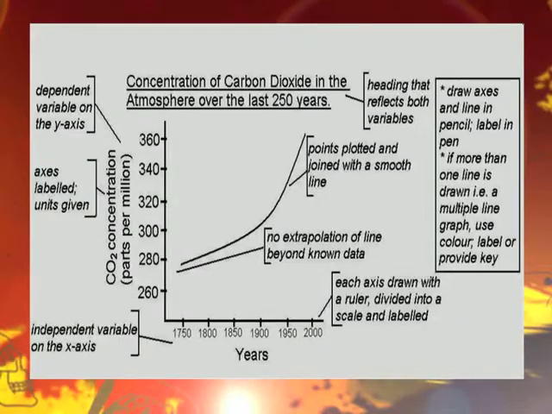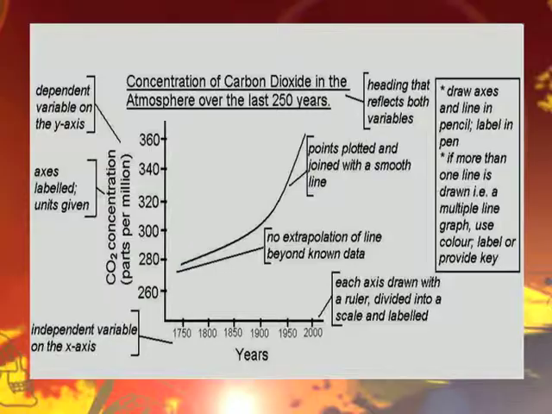Plot all the points accurately. Then draw a smooth line joining the dots. Now do not extend the line beyond the points that have been plotted. This is called extrapolation. You only extrapolate beyond the known data when you are predicting something from the original trend or pattern of the graph.